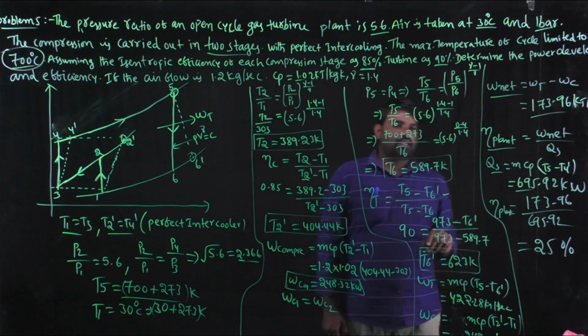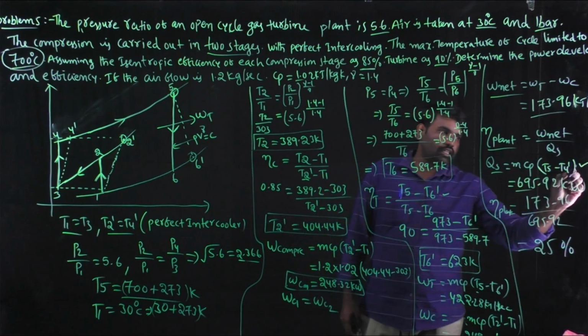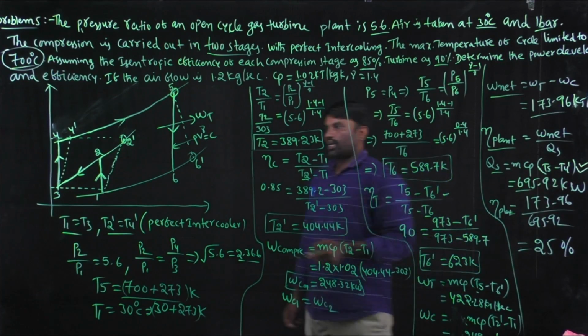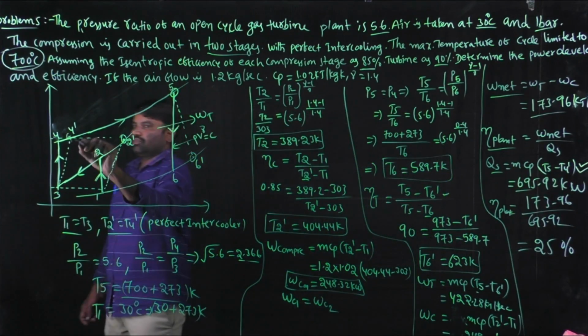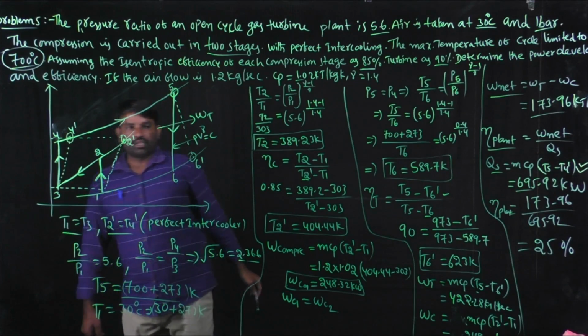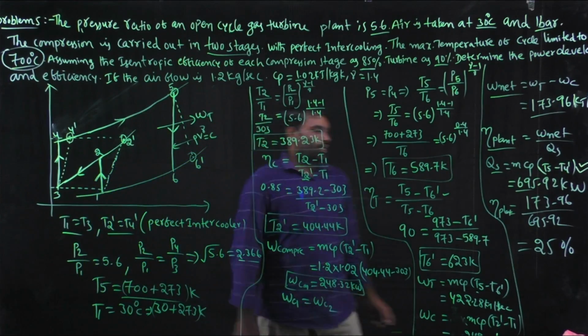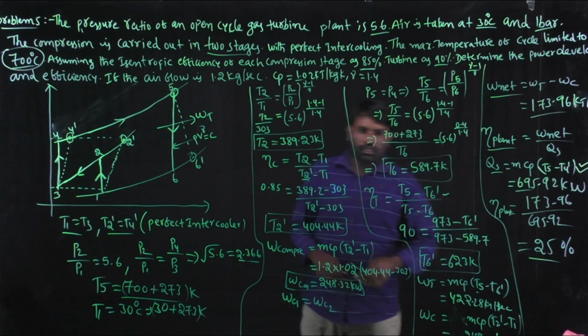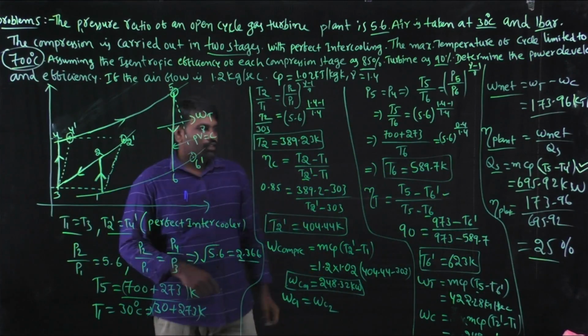For calculating the plant efficiency, we need to calculate the heat supplied. We are supplying the heat from point 4 dash onwards, 4 dash to 5. Later we can easily evaluate the plant efficiency, that is equal to 25%.